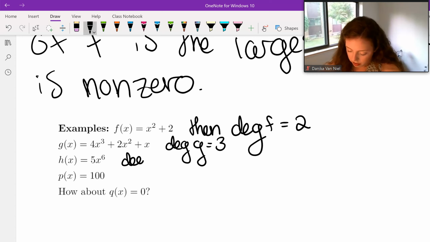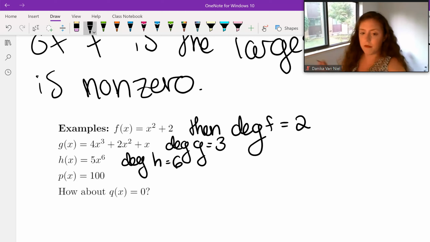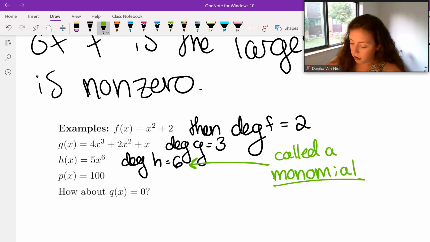H, so degree of h, well, that's going to be 6. All right, and so this is actually a special kind of polynomial. This is called a monomial because it only has one term.